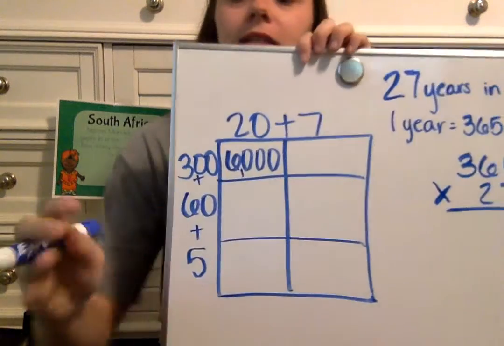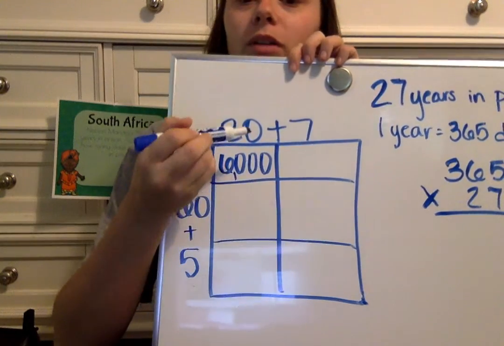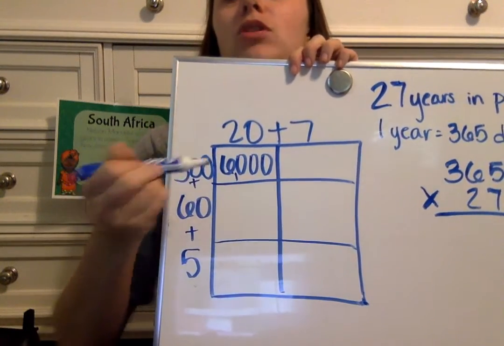2 times 3 is 6. So I'm going to write my 6, and I'm going to collect my zeros from my 20, and I'm going to collect my zeros from my 300. So 20 times 300 is 6,000. All I did was 2 times 3 to give me the 6, and then I collected 1 zero from the 20, and then I collected my 2 zeros from the 300.